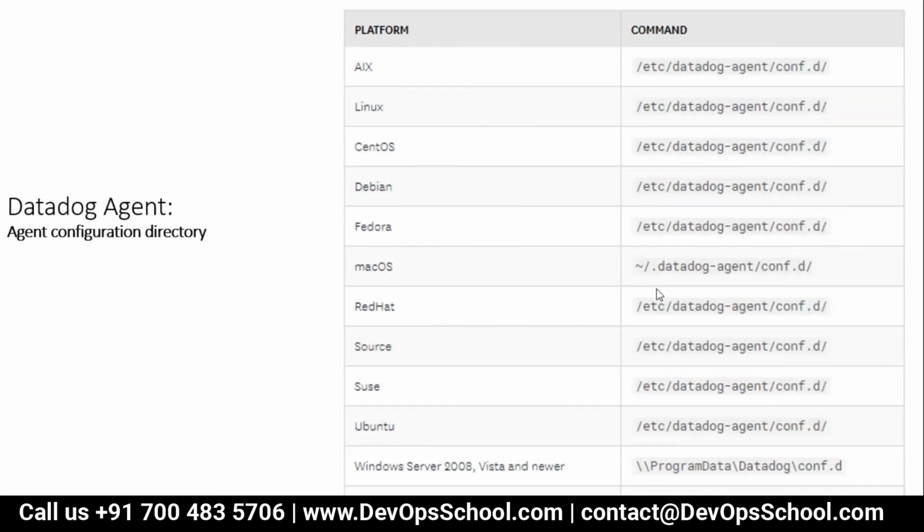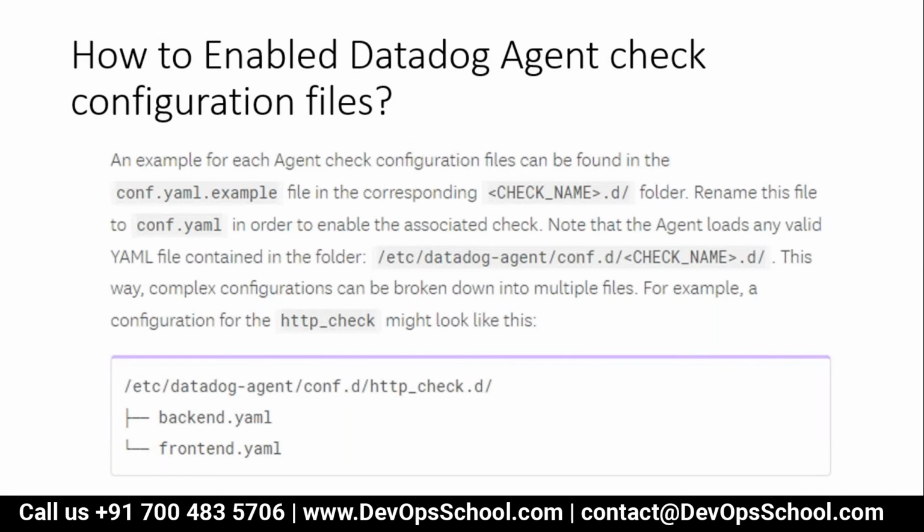Now there's a Datadog agent configuration directory also, where you enable the integration. So the integration directory you have to remember: etc Datadog agent conf.d, mind it. In Windows it will be in ProgramData Datadog conf.d. This directory you need to remember for enabling the integrations. It is very important. And that's all.